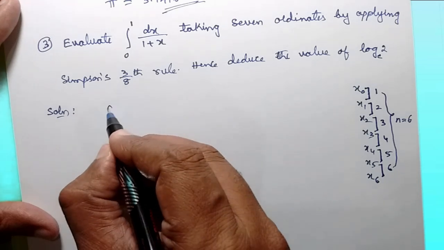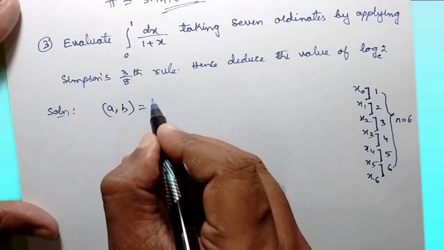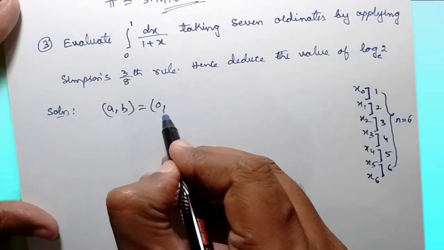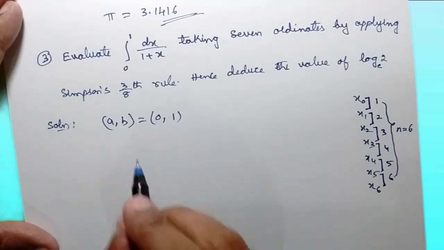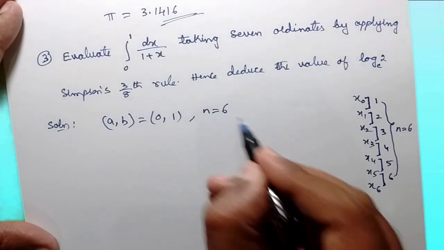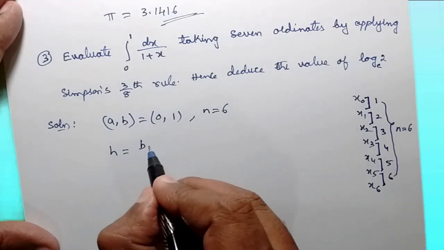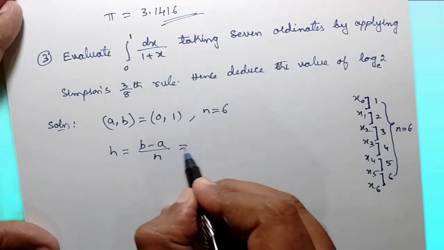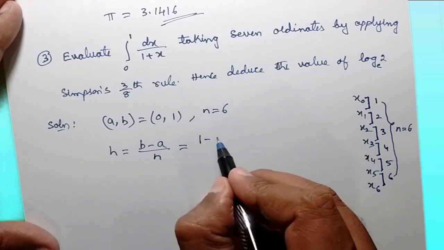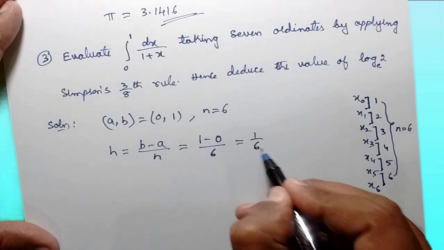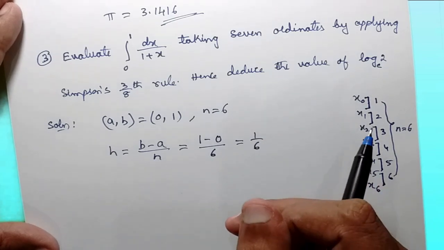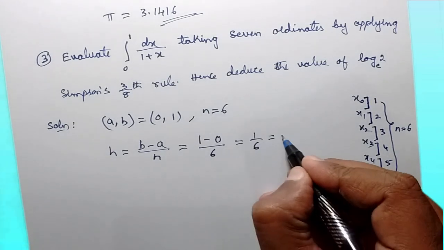How to find out the h value? So a and b, the range that is given is 0, 1. Those are the intervals 0, 1. So the n value is known, n value is 6. Therefore the value of h will be (b minus a) divided by n. So b value is 1 minus a value is 0, divided by n value is 6. So you'll be getting the value as 1 by 6.